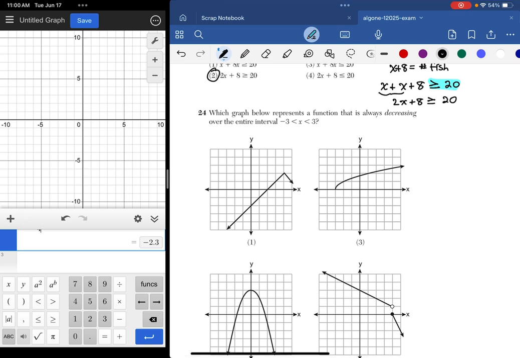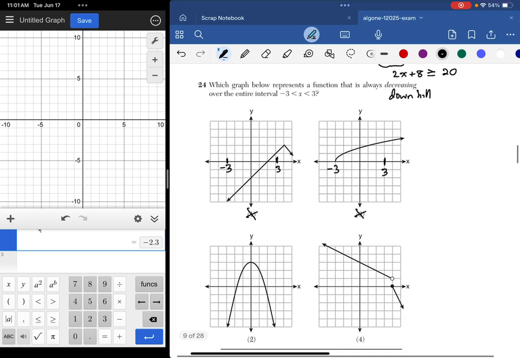Number 24, it's asking which graph is always decreasing over the interval. So that's not anything too crazy. You're just looking for the one that as you go from -3 to 3 is always going downhill. So we'd find -3 on each graph. -3 is here, +3 is here. It's going uphill. Decreasing would be downhill. So -3 is here, 3 is here, same deal.